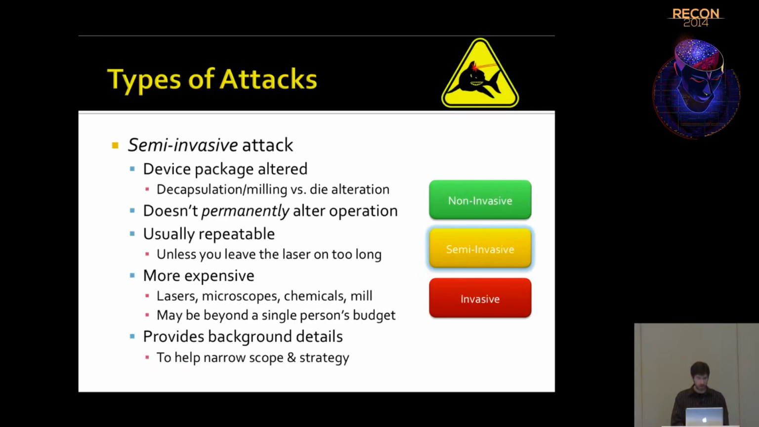It's more expensive, so yeah, you've got lasers, you can involve microscopes, chemicals, a mill, and this class of attack may be beyond a single person's budget, whereas the non-invasive is relatively cheap. And this class of attack provides you background details where you may not have had them, whereas with non-invasive, anything you can know beforehand will help you, whereas this will actually provide you with information. You'll look right at the die and potentially get a floor plan or a layout of what's going on.